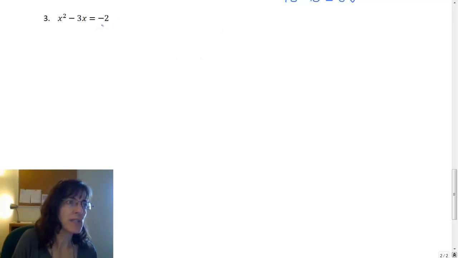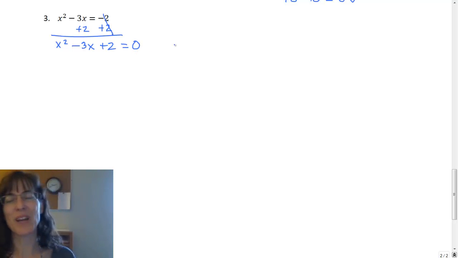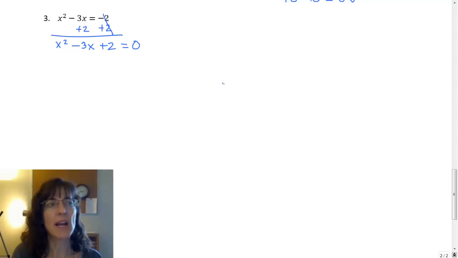So what I want to do is add this 2 to both sides. And I don't see any like terms with it on the left, so I'm just ending up with x squared minus 3x plus 2. And now on the right, those canceled and I have just a 0 left. Now I'm to the point where I can just factor the left-hand side, set each factor to 0, and proceed.